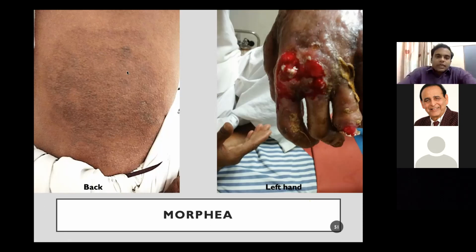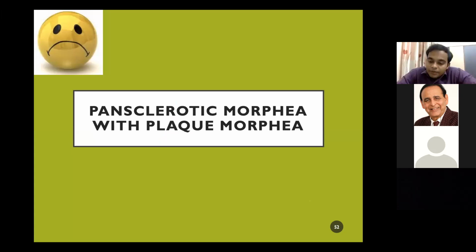So at that time also it could not be diagnosed, but over the years he has run from pillar to post to several institutes, and he has been diagnosed as pansclerotic morphea because of full thickness fibrosis. So sometimes histopathology again can be invisible. So we were unhappy for the patient because of the poor prognosis.